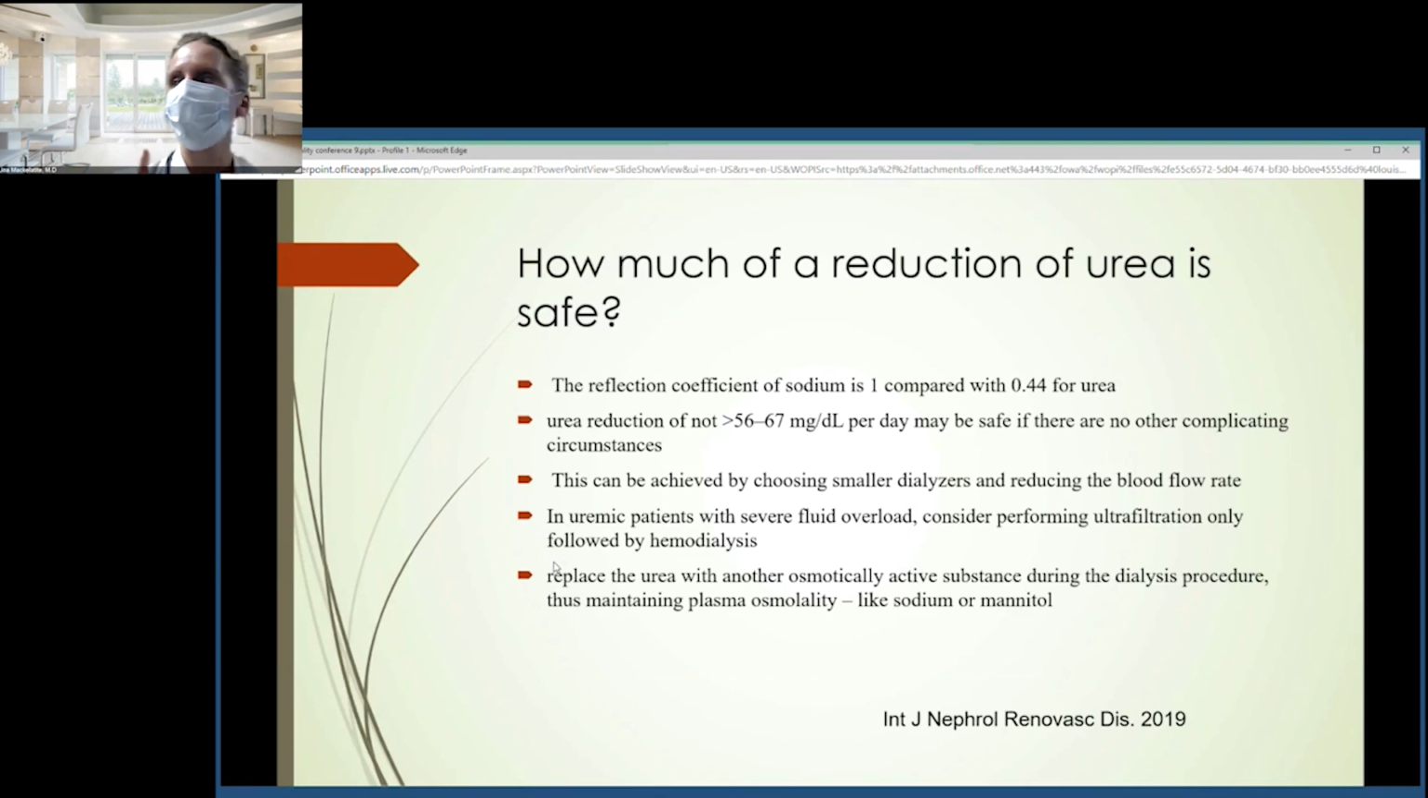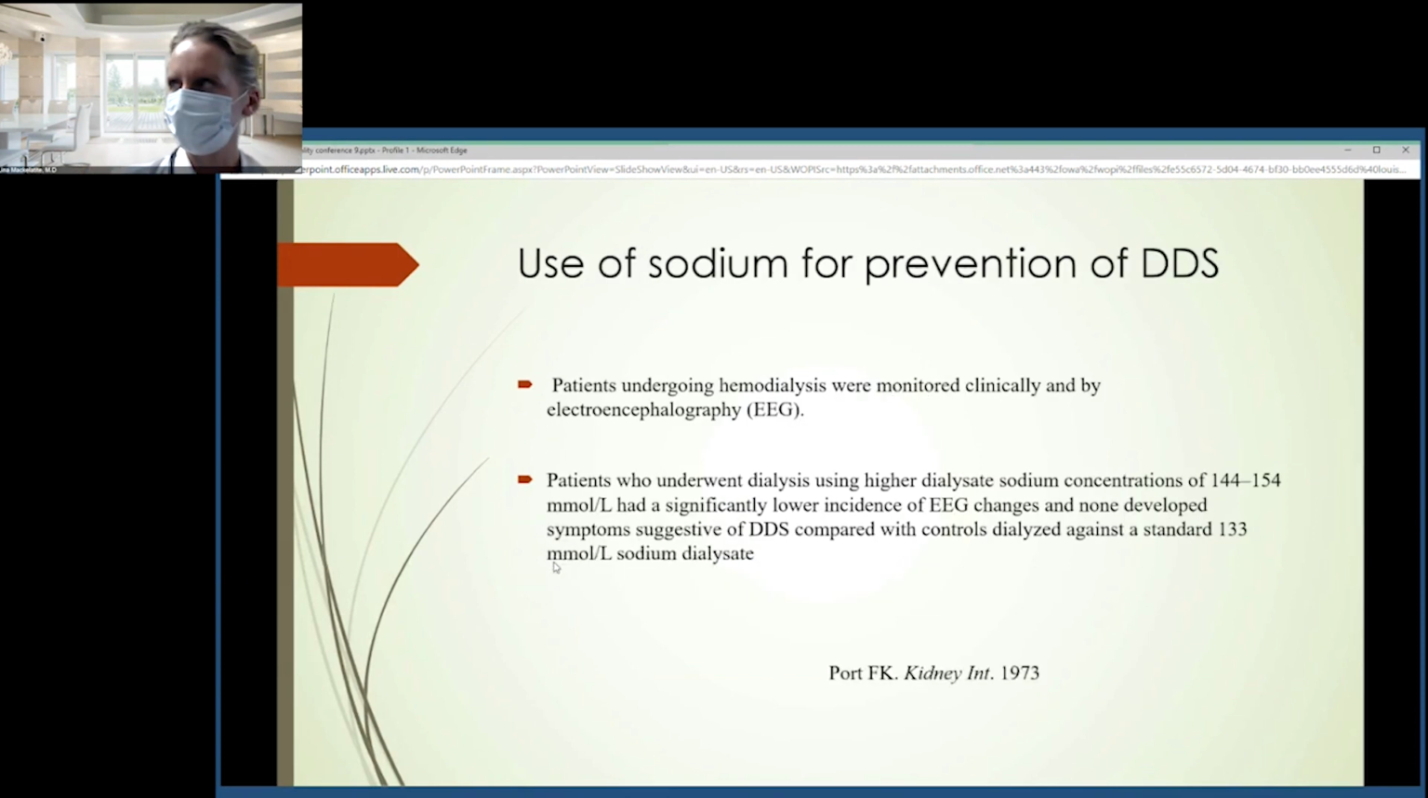Then you can also replace urea with a never osmotically active substance, and that will keep the fluid intravascularly instead of going to the brain. And your options are either sodium or mannitol. It's a pretty old study, but that's the only randomized study that there is for this purpose.